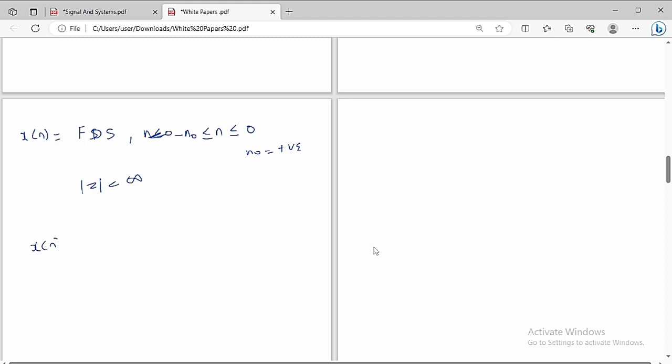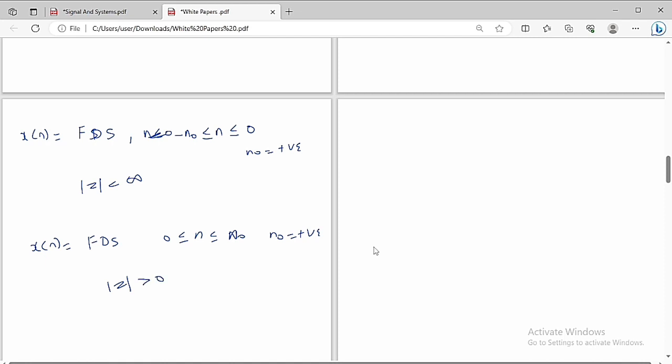Suppose x(n) is a finite duration signal which has 0 less than or equal to n less than or equal to n0, where n0 is positive. Then the ROC is the entire z-plane except 0.